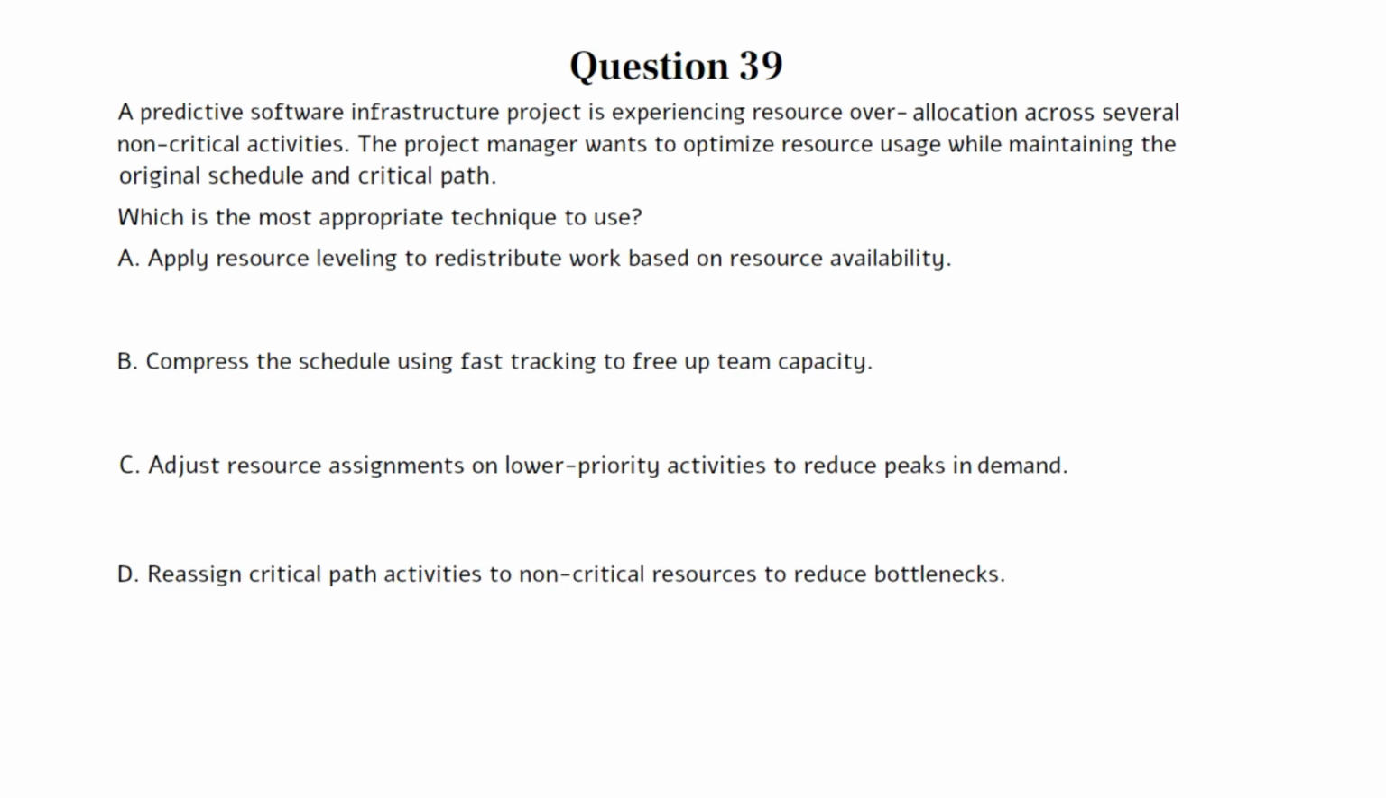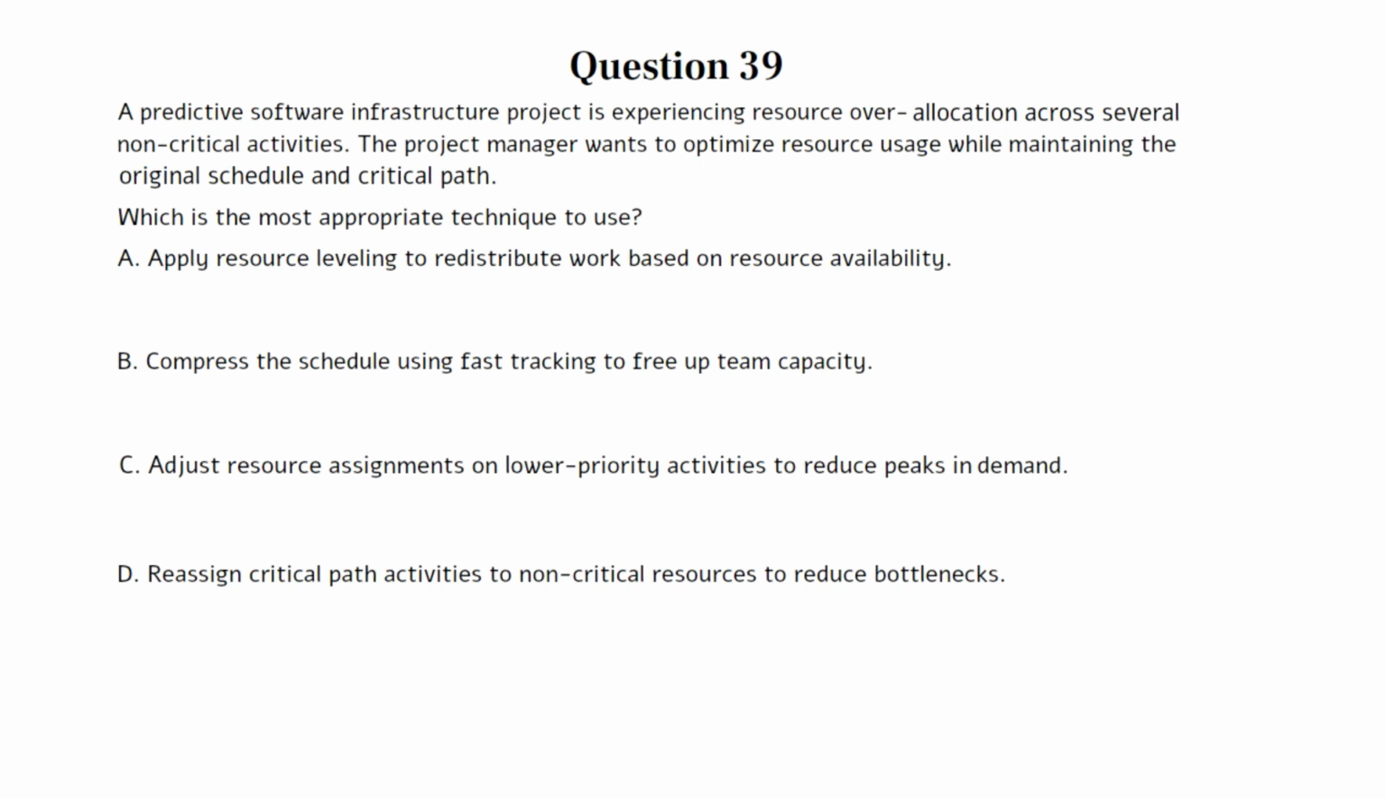Question 39. A predictive software infrastructure project is experiencing resource overallocation across several non-critical activities. The project manager wants to optimize resource usage while maintaining the original schedule and critical path. Which is the most appropriate technique to use? A. Apply resource leveling to redistribute work based on resource availability. B. Compress the schedule using fast tracking to free up team capacity.